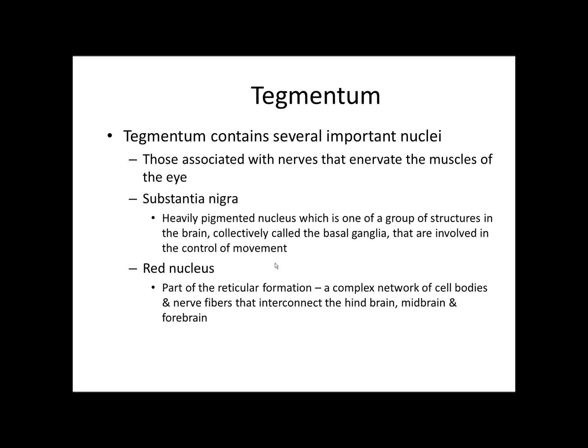And it's composed of two structures, the substantia nigra, which is a pigmented nucleus, and it's part of the basal ganglia that are involved in the control of movement. And so these are more reactive or reflexive mechanisms that control some pretty basic functions. The red nucleus is part of the reticular formation. That's not the reticular nucleus of the thalamus. This is the reticular formation of the brainstem. And it interconnects hindbrain, midbrain, and forebrain structures.